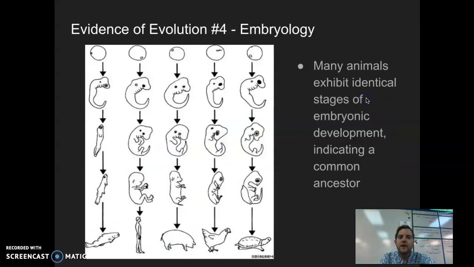The fourth is embryology. Early on, many different types of organisms look very, very similar and have very similar evolutionary changes or embryonic changes.